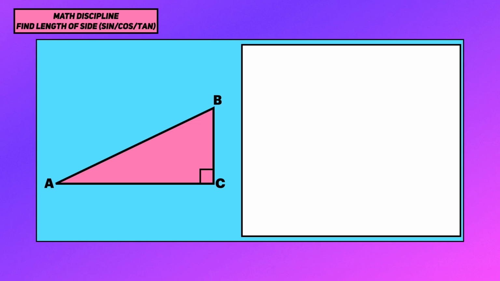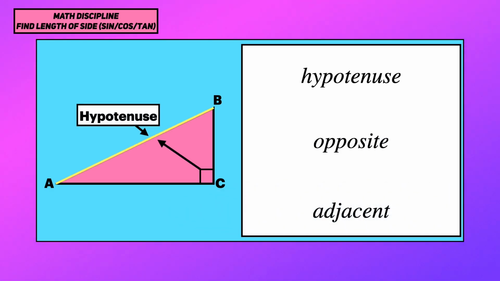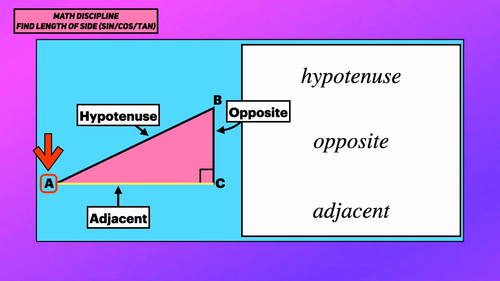We are going to label each side of our right triangle. One side will be the hypotenuse, another side will be the opposite side, and the third side will be the adjacent side. The side across from the 90-degree angle is always the hypotenuse. If we look at our triangle from the point of view of angle A, the side across from angle A is the opposite side. The remaining side, which is touching angle A, will be the adjacent side.